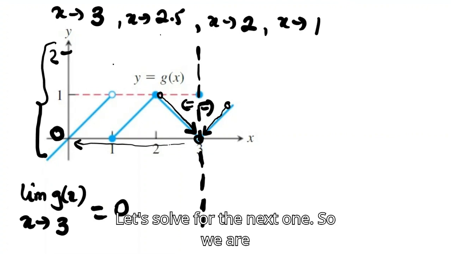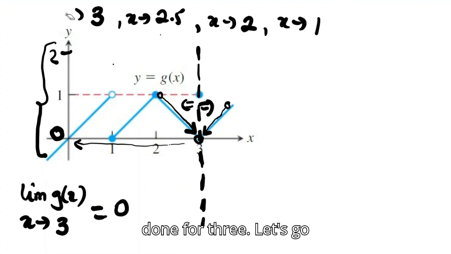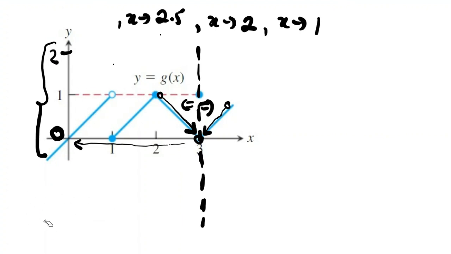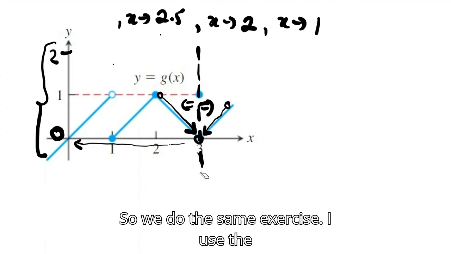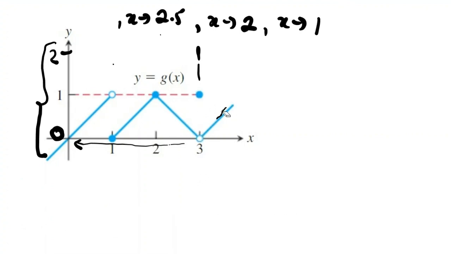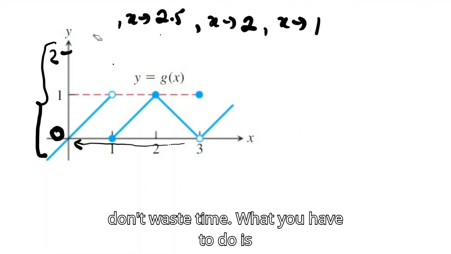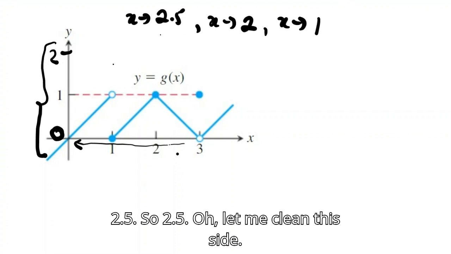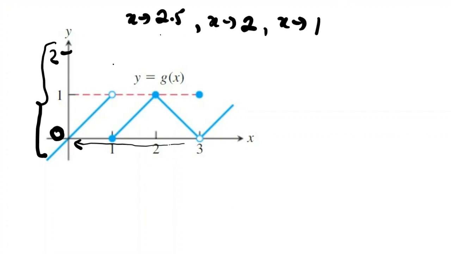Let's solve for the next one. So we are done for 3. Let's go to the other one. So we do the same exercise. I used the first one to explain. So basically, next time, don't waste time. What you have to do is that now they say x approaches what, 2.5. So 2.5, oh, let me clean this side.